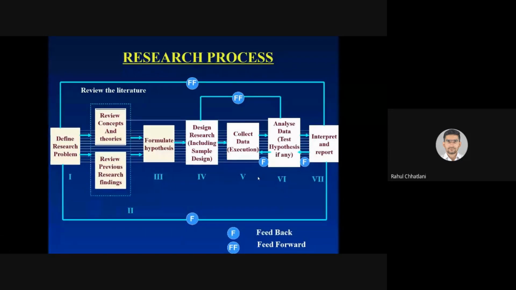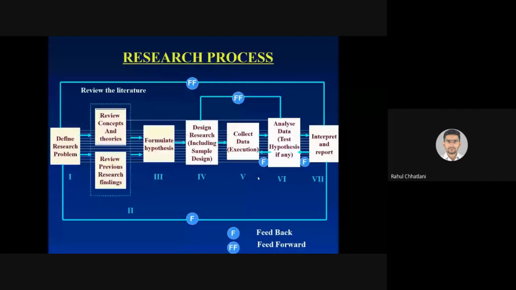Yes. The second important thing is to review concepts and theories, or review the previous research findings. Once you've established that you want to do research on something, you see if there is some literature available, some books or articles available on it or not. The third step is formulating the hypothesis. Once you have gone through the review of literature, you know what you are thinking is something unique that needs to be researched. Now you move forward to formulating the hypothesis.